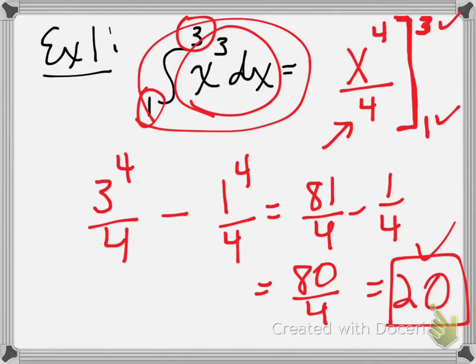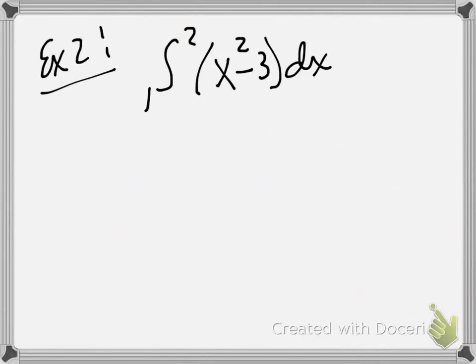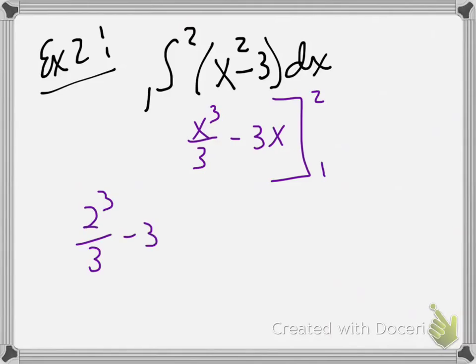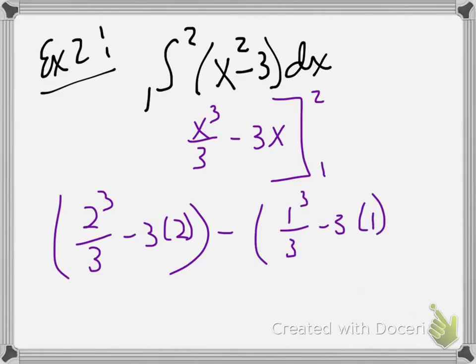Okay, so let's look at another one. All right, so let's integrate this. x squared becomes x cubed over 3. 3 becomes 3x. We don't need plus c. We have 1 and we have 2. So first I'm going to plug in the 2. Then I'm going to plug in the 1. Then I'm going to simplify.